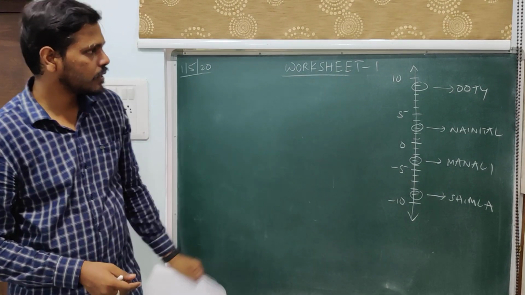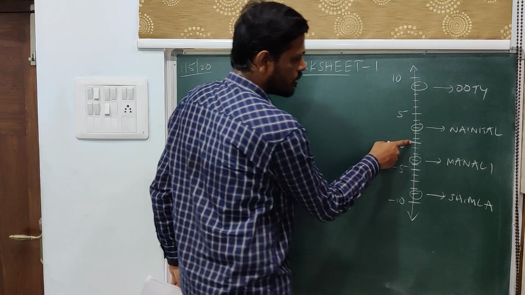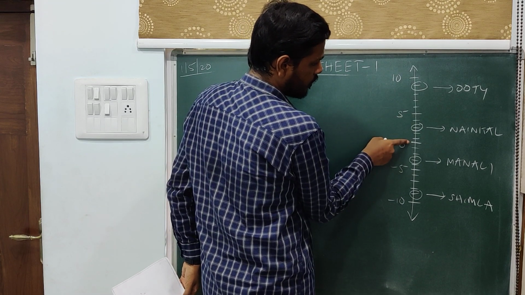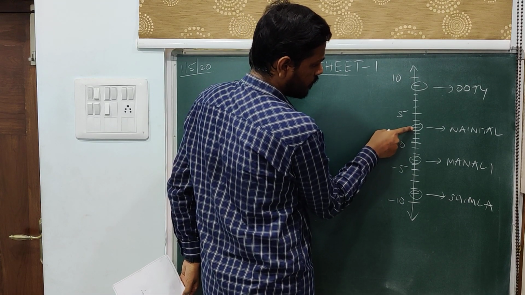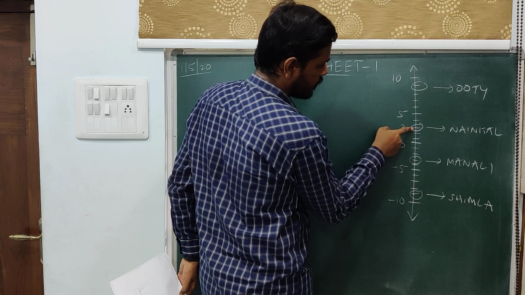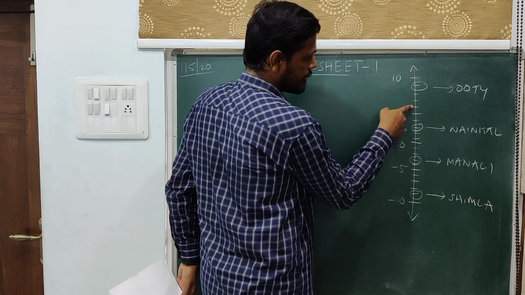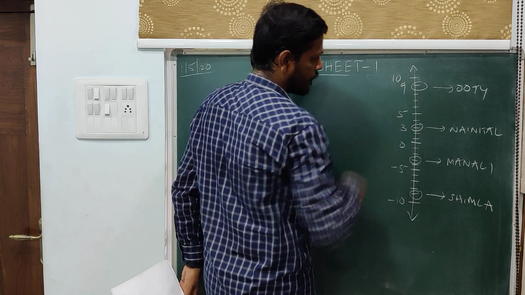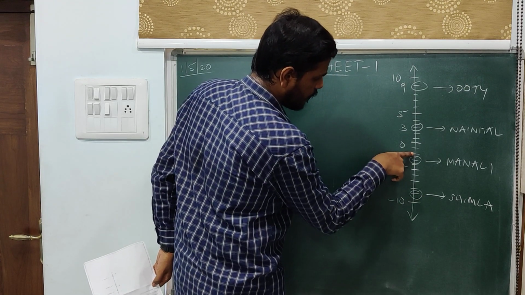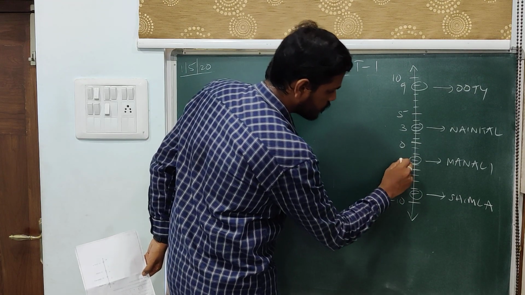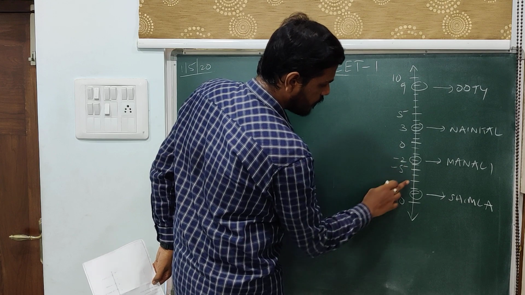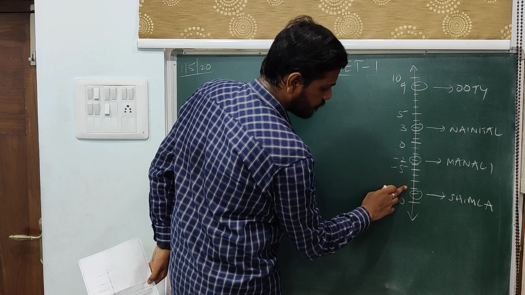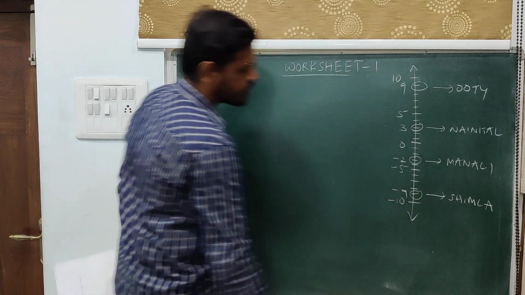So we read the temperature of Ooty. So this is 0, then 5. Now you count it 1, 2, 3. Therefore, this is 3. Like this, 3, 4, 5, 6, 7, 8, and this is 9. Like the same, 0, -1, -2. So this is -2, -4, -5, -6, -7, -8, and this is -9.